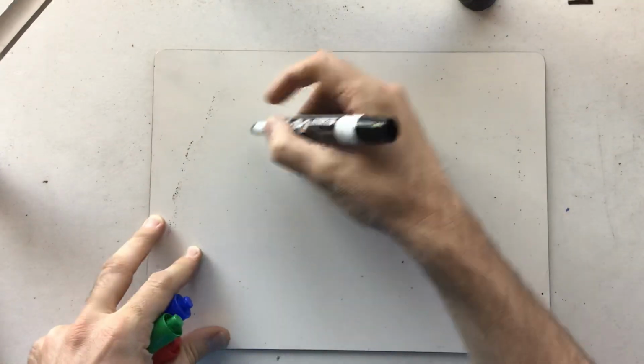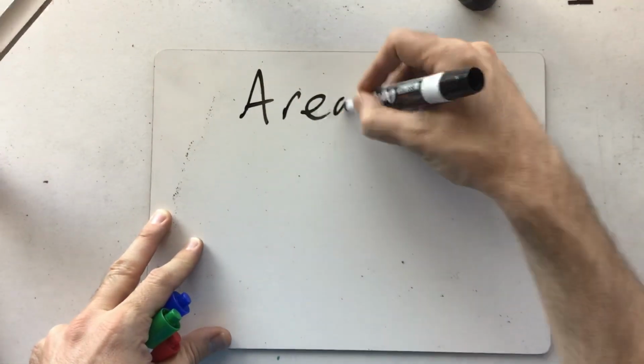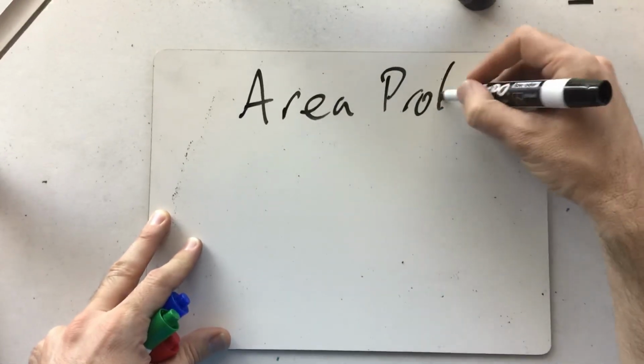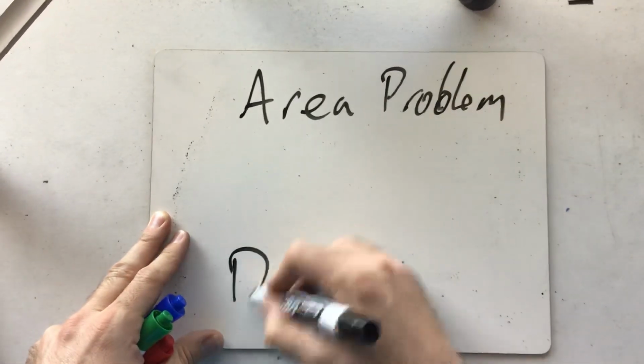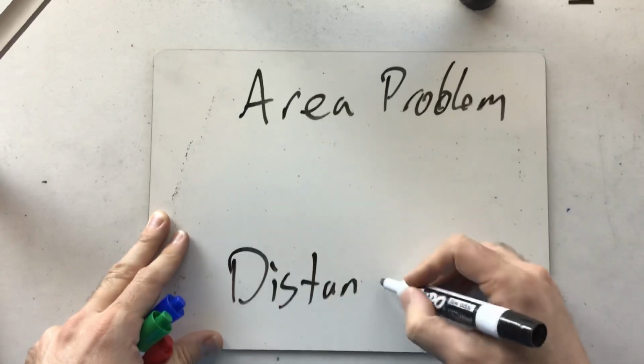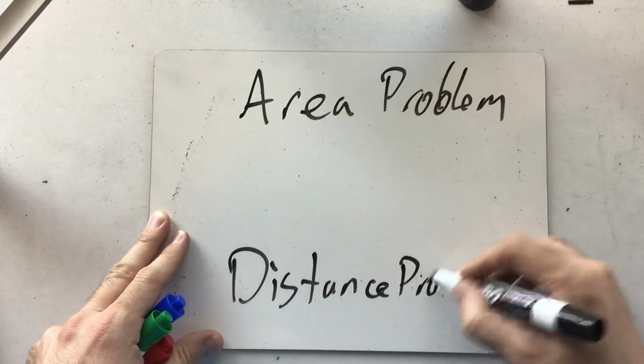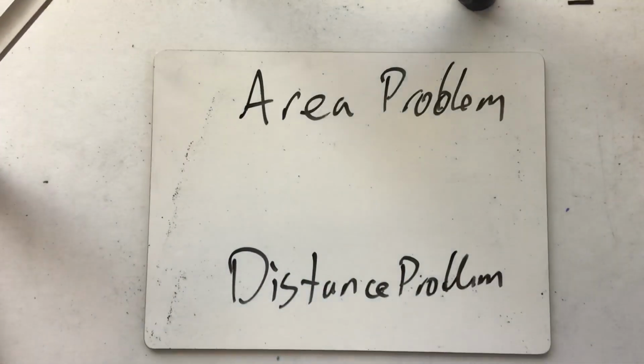The final conclusion is, what do we notice? We noticed that we had 2 problems. We had the area problem that we started with, and the distance problem that we ended with. Okay. Well, what did I really want you to take from today?